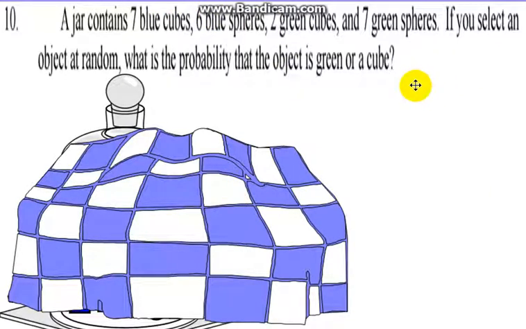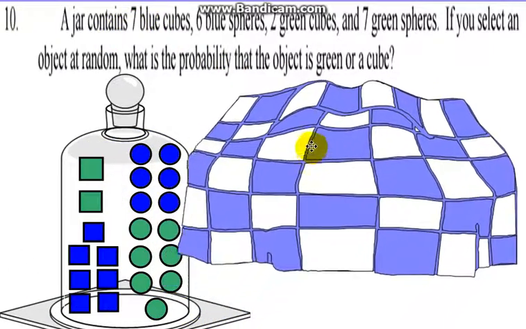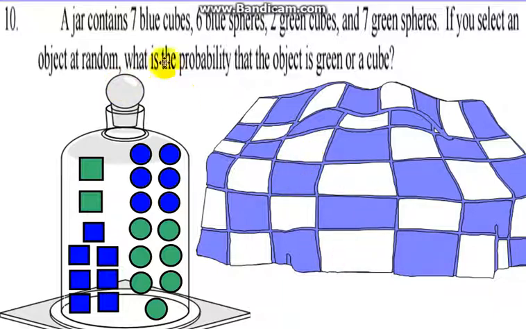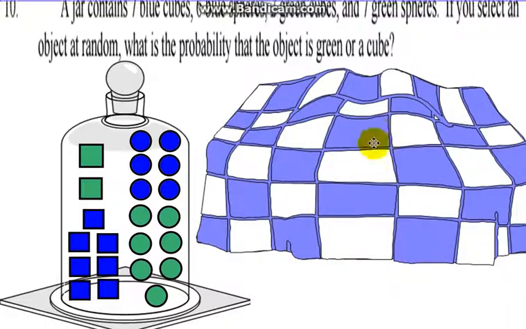Our next probability problem says a jar contains, oh, and here it is. Let me unveil our jar here. It contains 7 blue cubes. There's my 7 blue. 6 blue spheres, right there. 2 green cubes, right there. And 7 green spheres, right there. If you select an object at random, what's the probability that the object is going to be green or a cube?